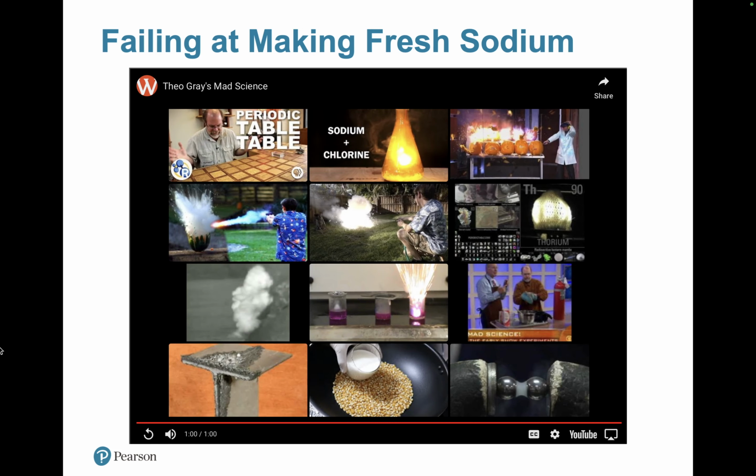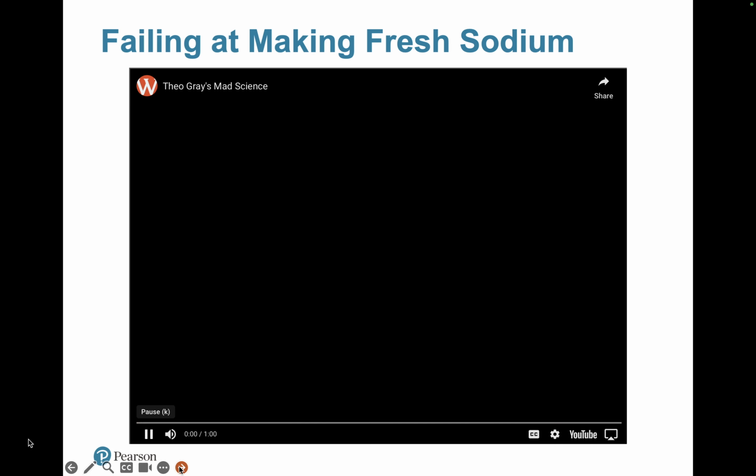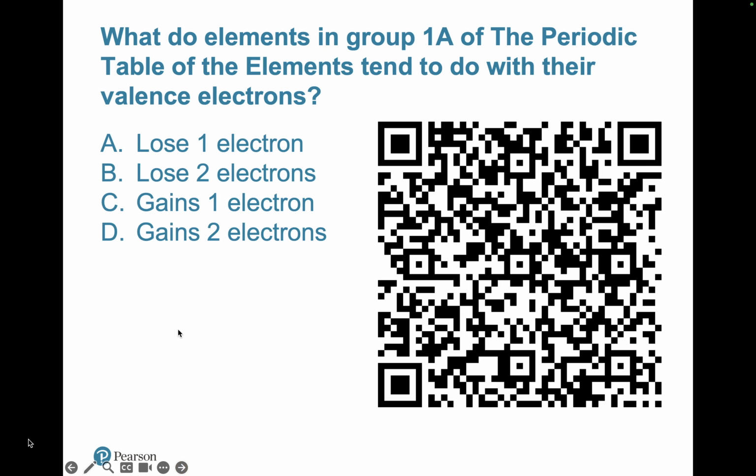Fun stuff. Okay, so I think we're getting close to the end of what I want to talk about today. Okay, so here's your next question. What do the elements in group 1A of the periodic table tend to do with their valence electrons? Do they like to lose one electron? Do they like to lose 2 electrons? Do they like to gain 1 electron? Or do they like to gain 2 electrons? So go ahead and answer that question.